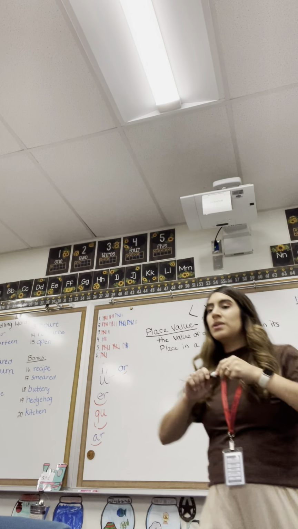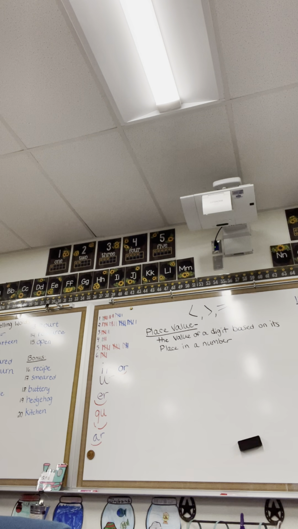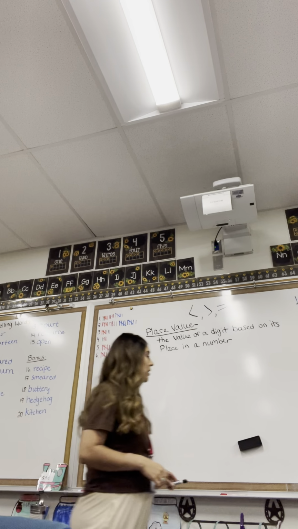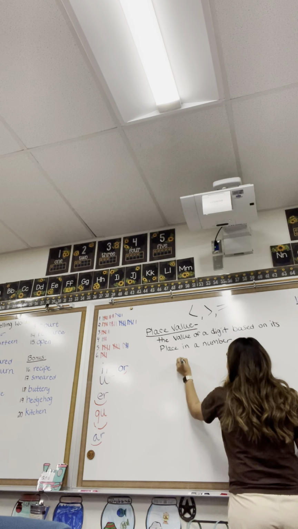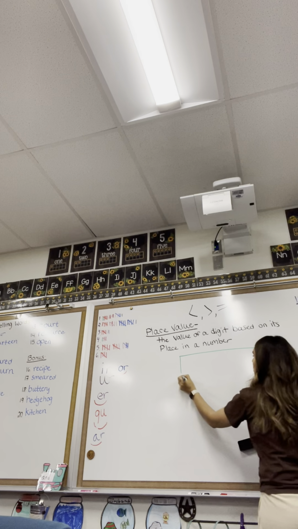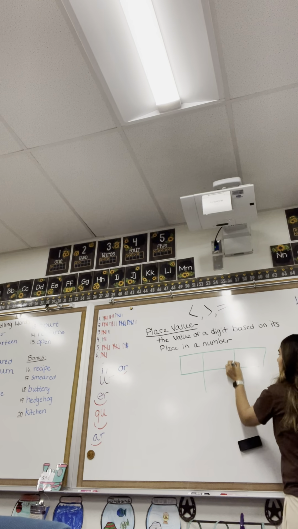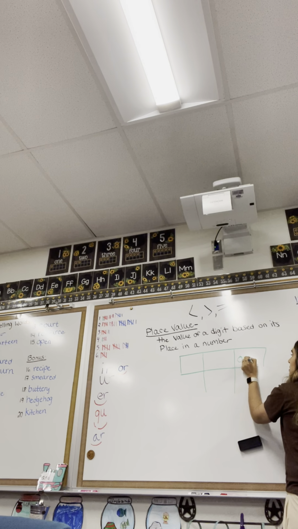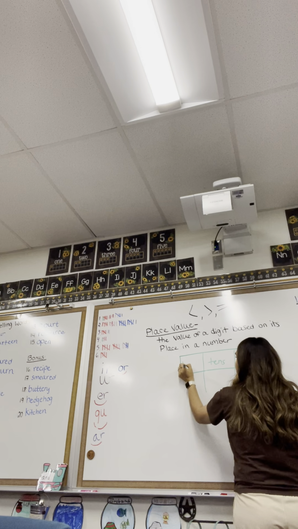And do you guys notice the picture that's on there as well? That picture helps me understand the place value, right? So I have my hundreds, my tens, and my ones. And you don't have to copy this chart down, but I just want to show you what it looks like.